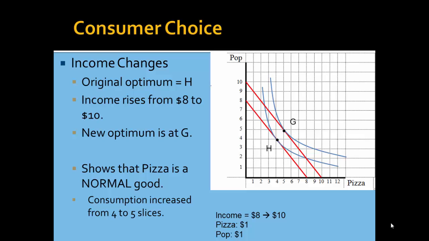What happens when our income changes? In this case, we begin at point H, our original optimal bundle, and when our income rises, we move outward to point G. We can reach a higher indifference curve. The way that we've drawn this here, we can see that pizza is a normal good. When our income rose from $8 to $10, we consumed more pizza. At higher income, we consumed more pizza. In this case, we increased our consumption from 4 slices to 5.